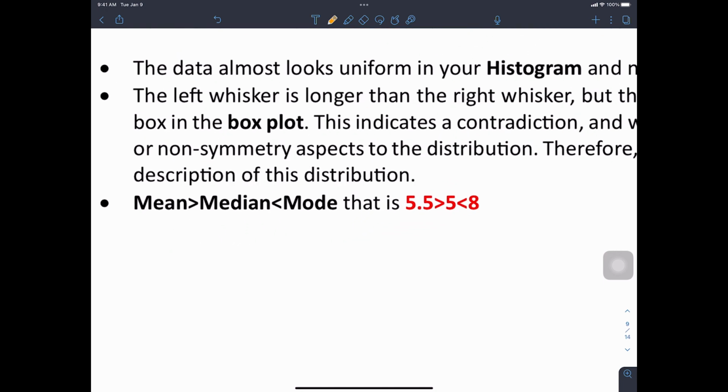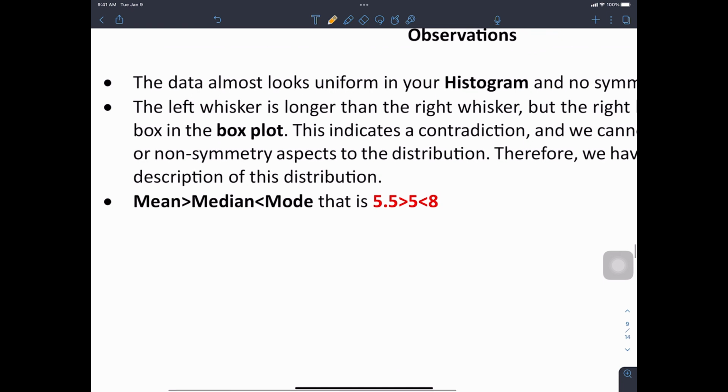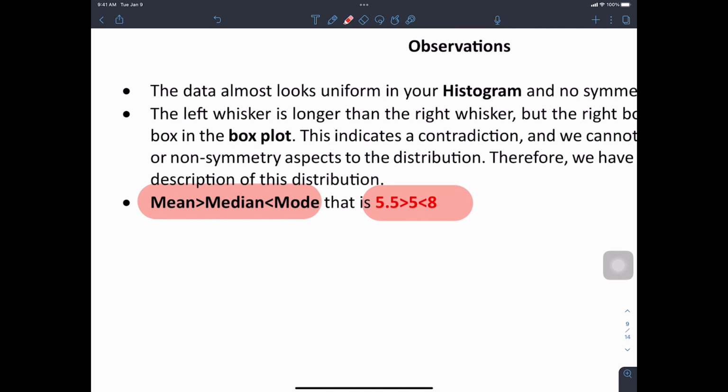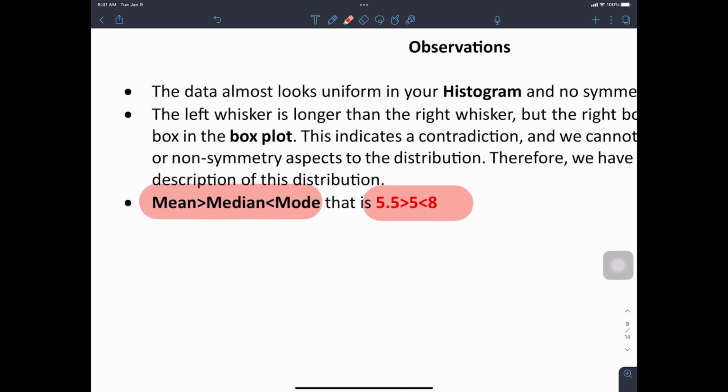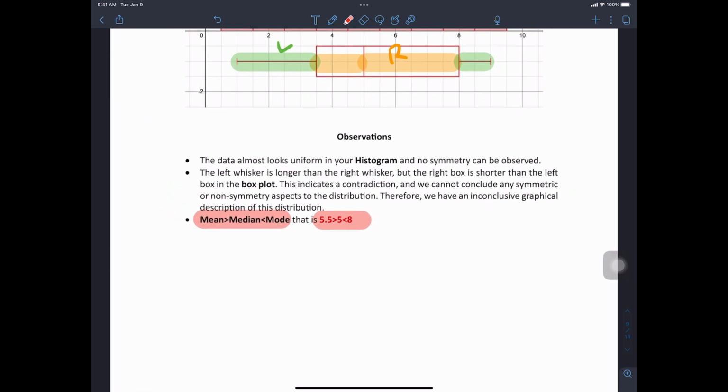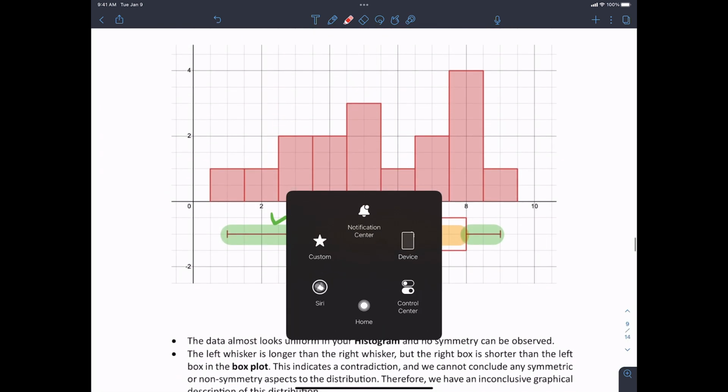Notice something bizarre, too, that the mean is bigger than the median, which is smaller than the mode right in here. 5.5 is bigger than 5, but they're both smaller than 8. This is kind of a contradictory situation. You know, when it's equal, normal. When it's left, left skew. When it's right, right skew. Generally speaking. Not always. You've got to look at the picture.